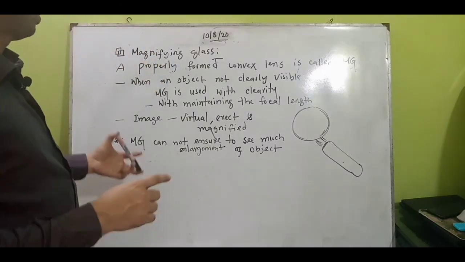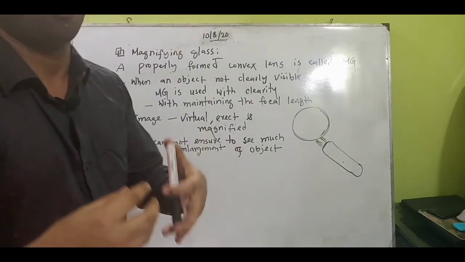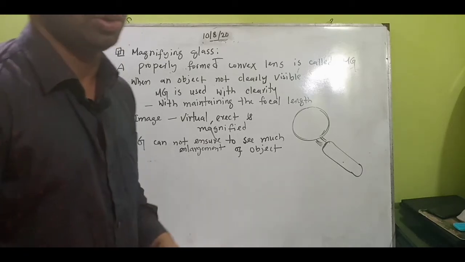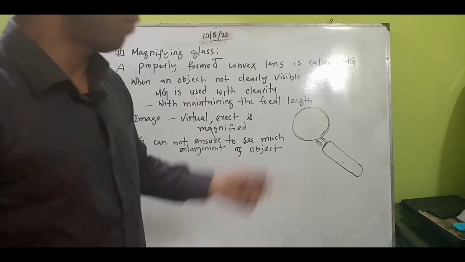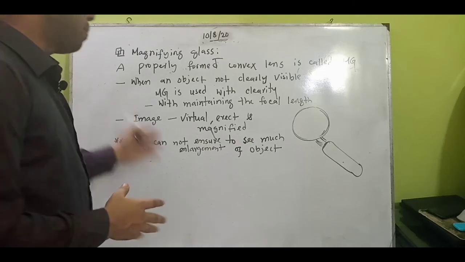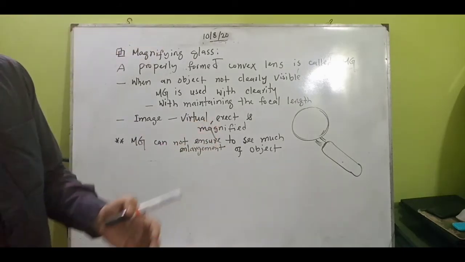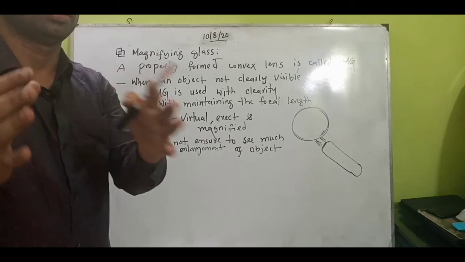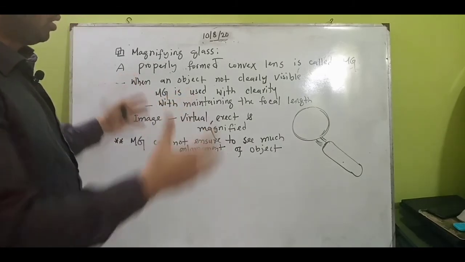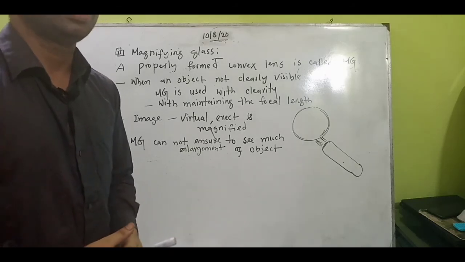If we think about that, any properly formed convex lens, when we use it to see any object more boldly, that glass is the magnifying glass, and to see any object clearly, the magnifying glass is needed for clarity of the image while maintaining the focal length. Of course, when we use the convex lens, the image will be virtual, erect and magnified, but the note is that a magnifying glass cannot ensure much enlargement of an object. So in the practical lab, in the biology lab, you can see magnifying glasses. Lots of magnifying glasses can be seen there.